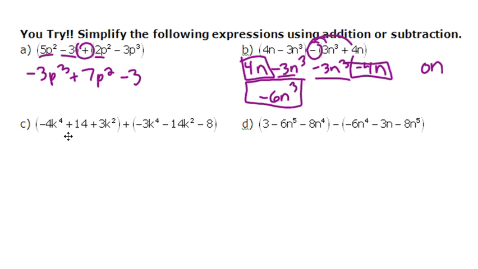C, I see it's addition, so I don't have to distribute. I can just combine. So I see that the fourth power is the highest, so I start there. Negative 4 and negative 3 make negative 7. Then the next highest is the squares. 3 and negative 14 make negative 11. And then 14 minus 8 is 6.